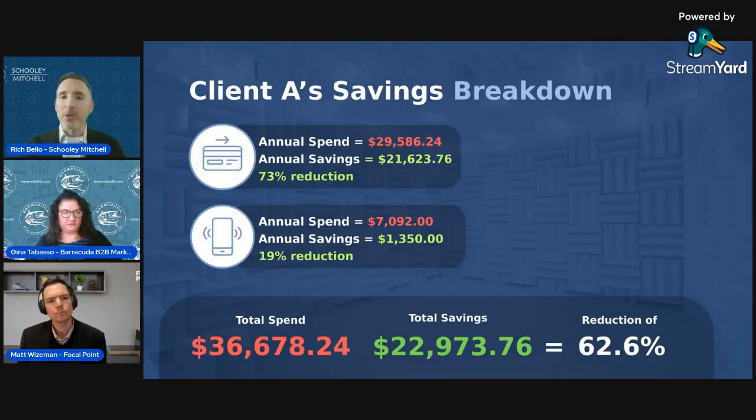And these are the results. They were spending just under $30,000 a year on their merchant services fees. We saved them over $21,000 on those fees, 73%, based on the structure that they had and what we were able to get them with a new agreement. So that was obviously significant, in addition to about 20% saved on their wireless devices. So in total, we were able to save this particular company about $23,000, or 63% on what they were paying in these two areas.